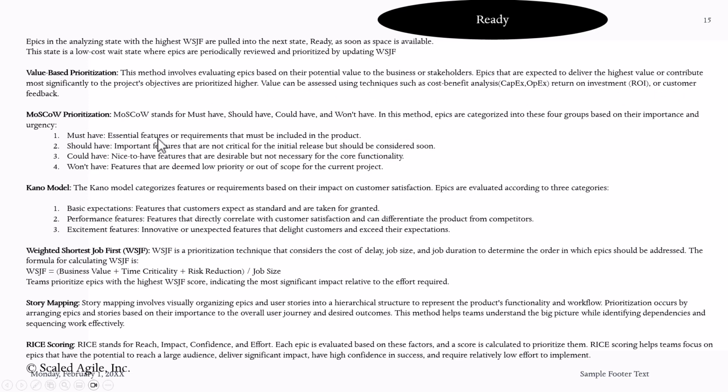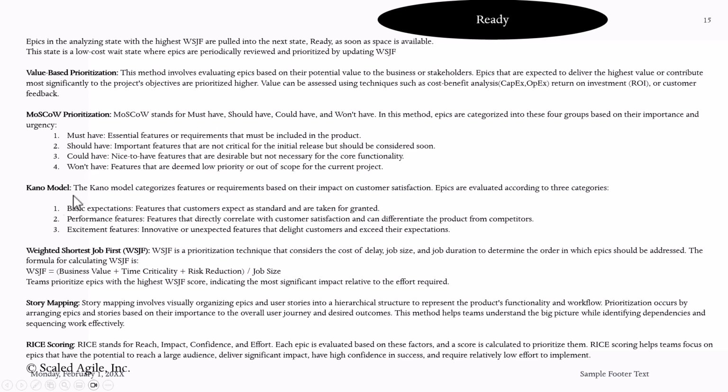Must have are essential features, requirements that must be included in the product. These are the features that we must have in that epic. Then should have are important features that are not critical for the initial release but should be considered soon. Could have are nice-to-have features in that specific epic, and won't have are things that we really don't need. They're low priorities. So we can use MoSCoW to prioritize some of those features.